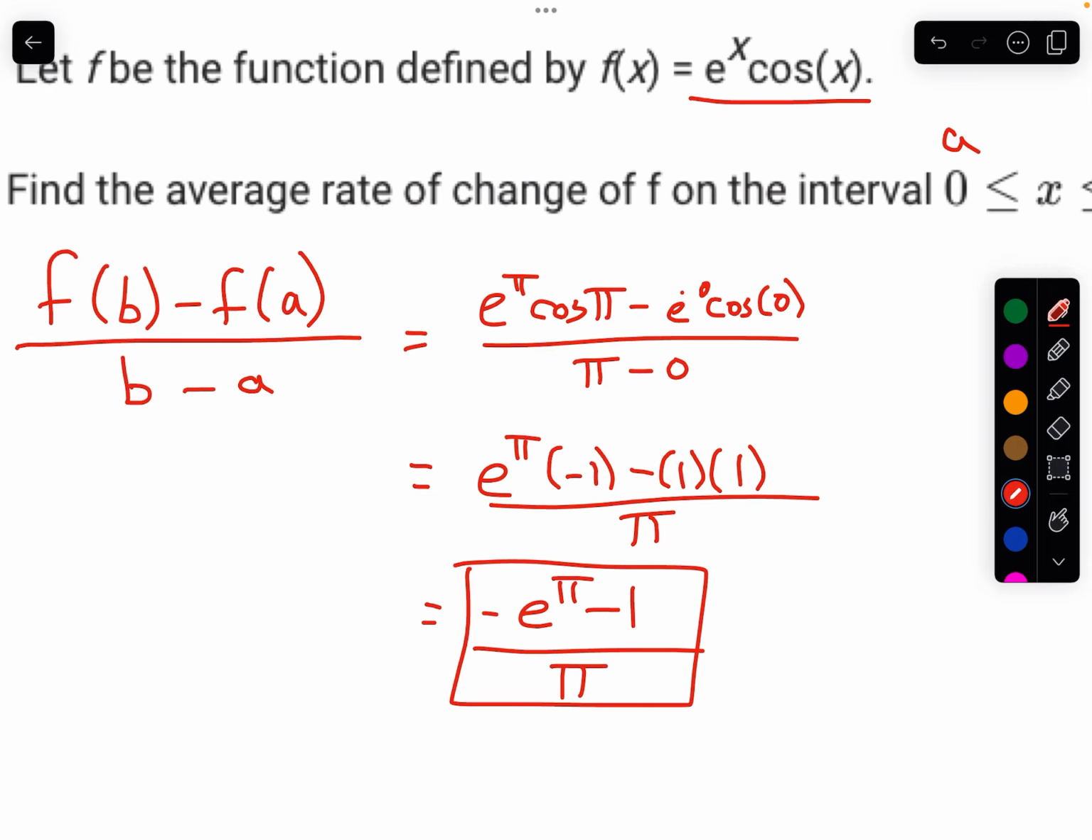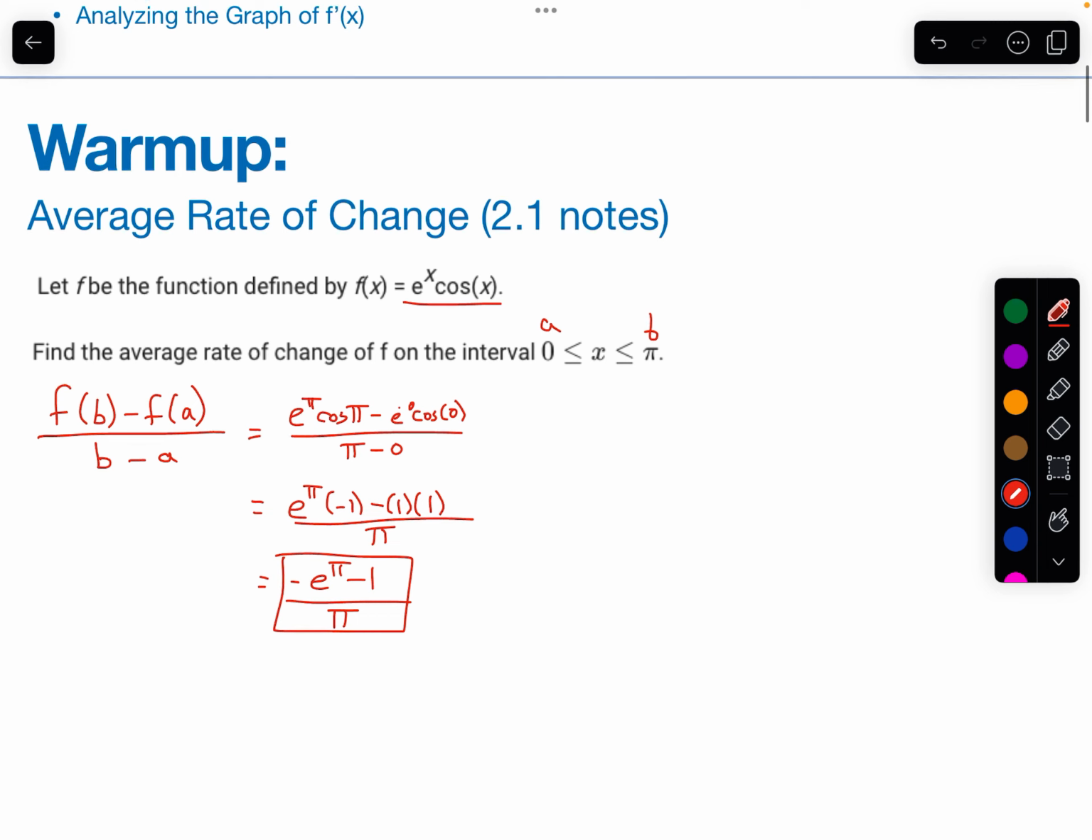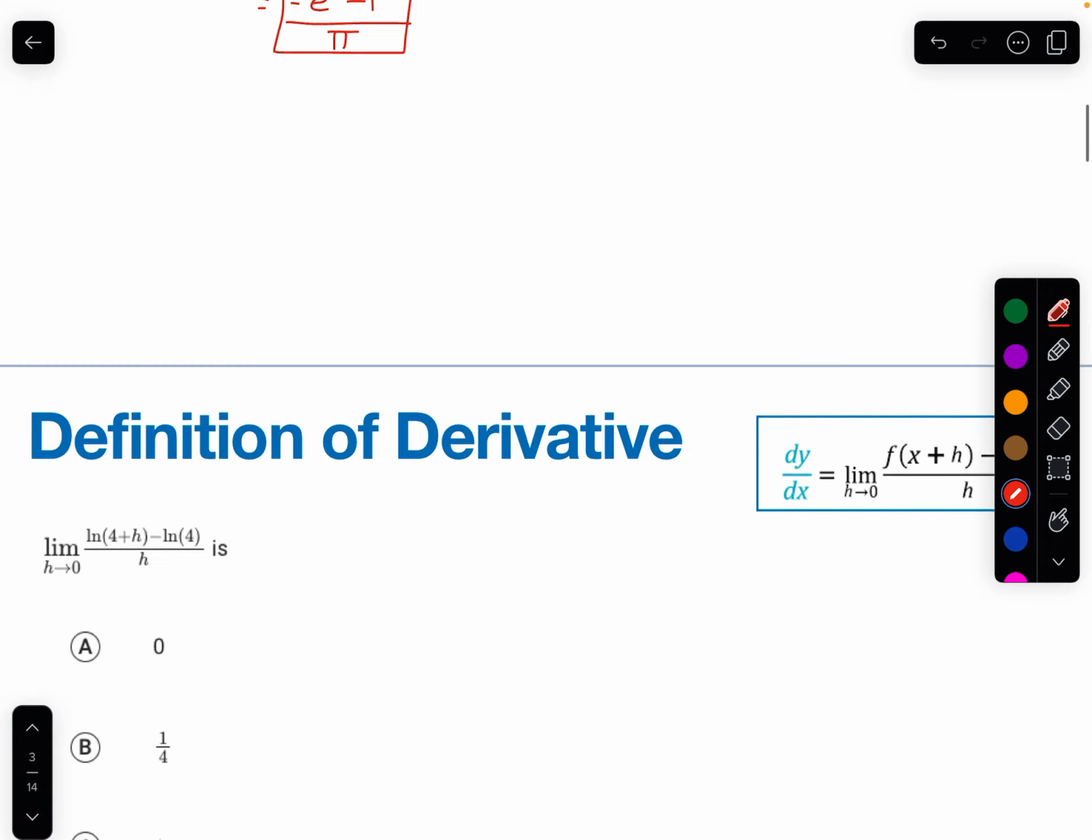F of b minus f of a over b minus a, where a and b are the endpoints of the interval. That's how we calculate average rate of change. We'll see this again a little bit later when we talk about the mean value theorem.